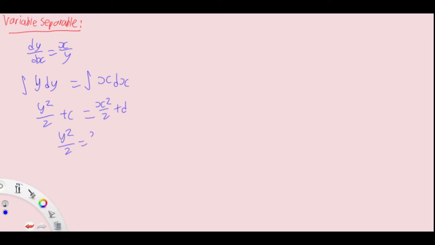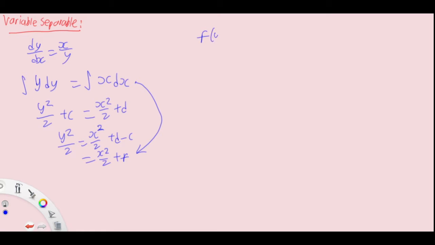Now, let's say we want to make y the subject, we get y squared over 2 equals x squared over 2 plus d minus c. d and c are constants, so we can just represent it as a singular constant. And because of that, we can write just one constant only. There's no need to write two different arbitrary constants, by writing just y squared over 2 equals x squared over 2 plus c. So let's just take a look at how this works, alright?